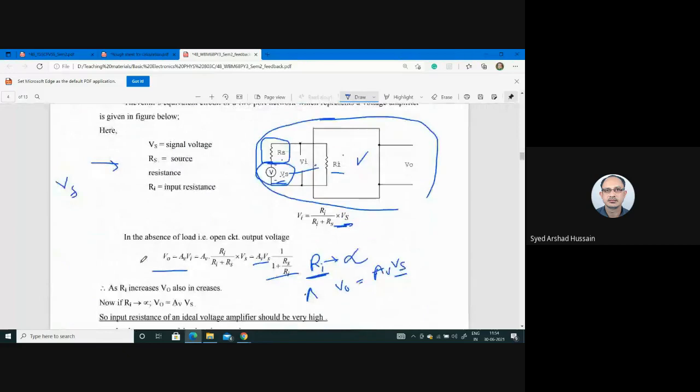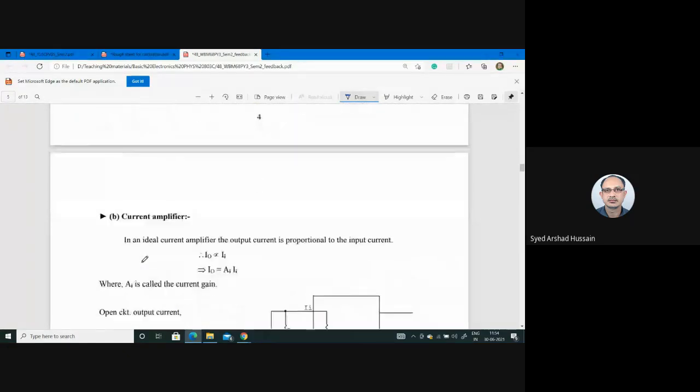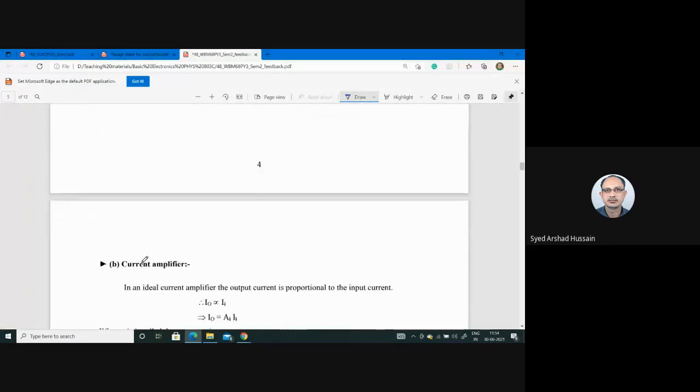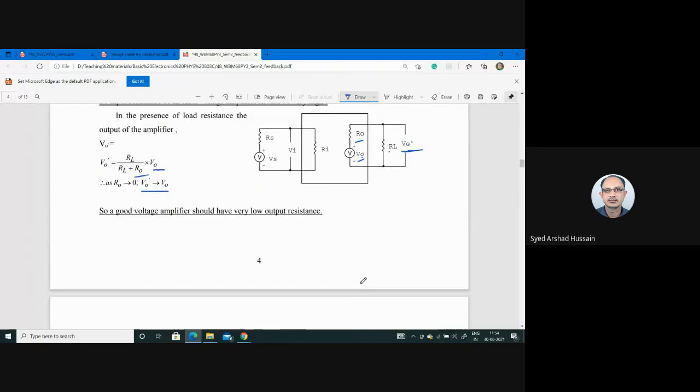Okay. Now, a current amplifier. Why are we discussing this? Because now we know that for a voltage amplifier, to have very good amplification, the input impedance should be very high and the output impedance should be very low. Later, we will see what happens if we apply negative resistance, how the input and output resistances change, and whether it improves the performance or not. We will see it later.